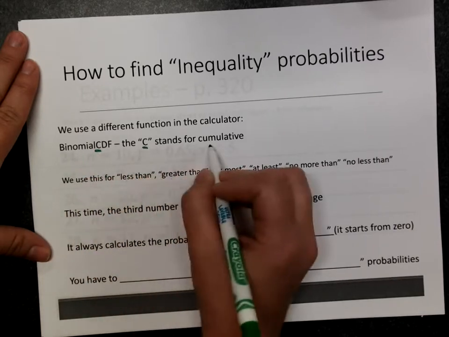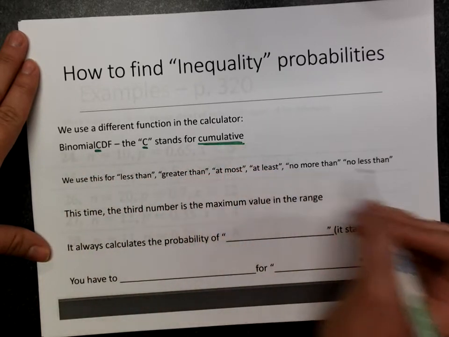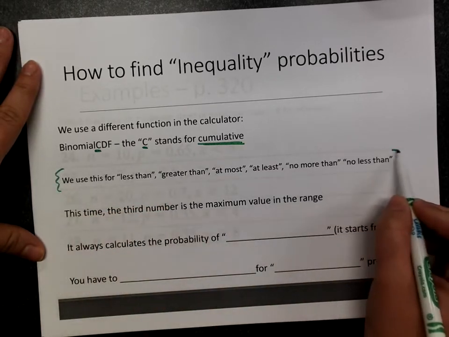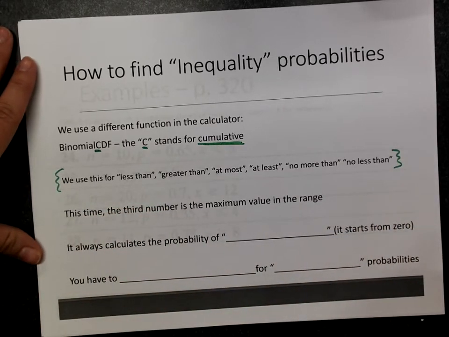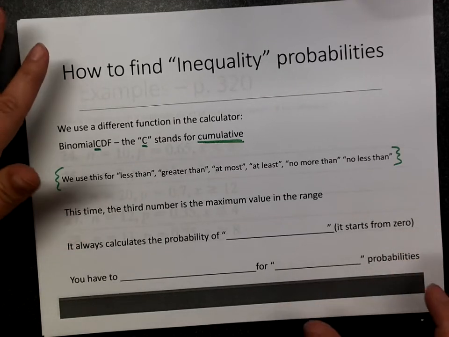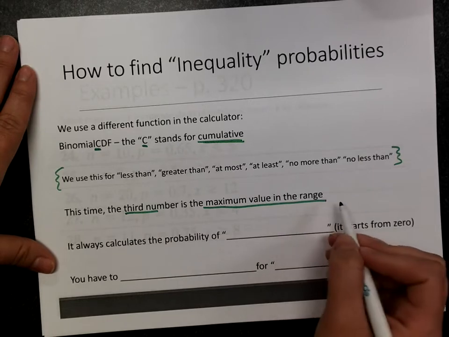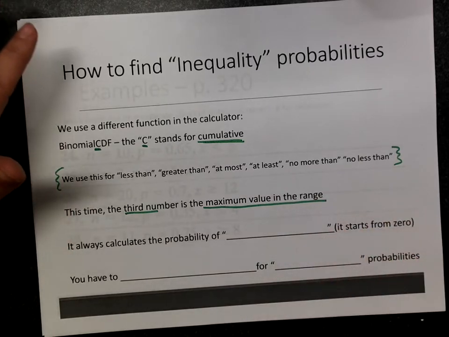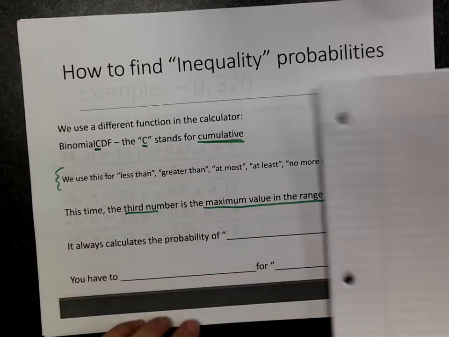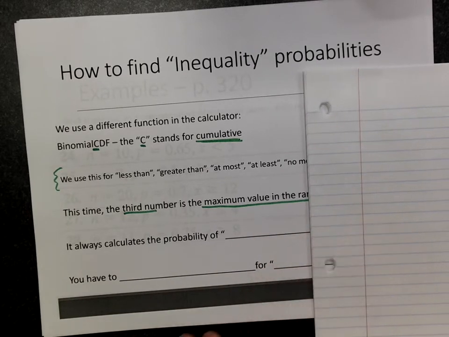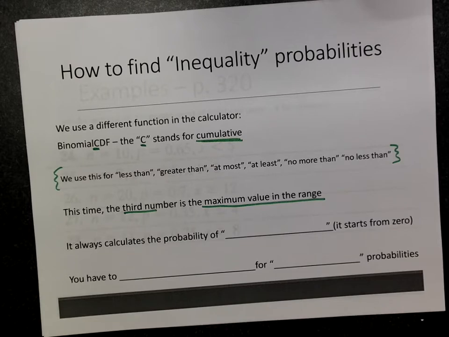The C stands for cumulative. So binomial CDF is when we see all of these phrases in our description. So it's a little bit different. This time the third number is the maximum value in the range. And so this is going to be a little trickier. I would suggest getting some notebook paper to help. I'll show you a way that helps figure these out using notebook paper.